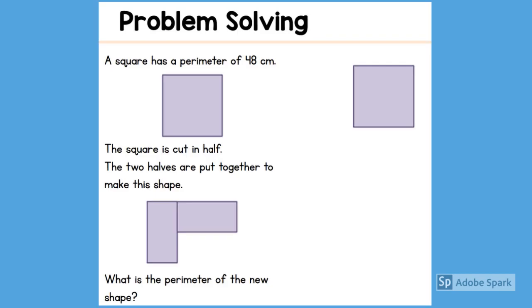So let's have a look at this first problem. We have a square which has a perimeter of 48 centimetres. Can you remember what perimeter is? Yes, it's the length of the sides all the way around the shape. But the square has been cut in half, and the two halves have been put together to make this shape. Now we want to know the perimeter of the new shape.